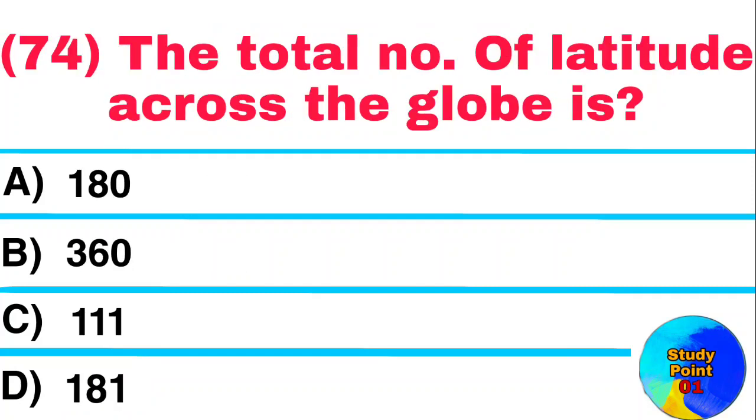Question. The total north of latitude across the globe is A. 180, B. 360, C. 111, D. 181.